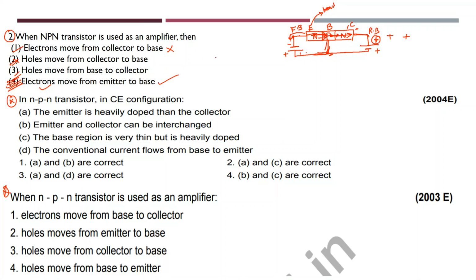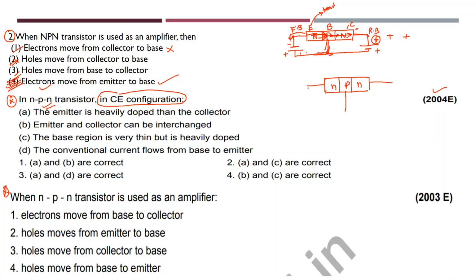If you are not getting this, you will understand in the remaining two problems. See here, this question was asked in EAMCET 2004. What is the question? In an NPN transistor, he has given one configuration, common emitter configuration. We'll study this in the next video. Here he has given an NPN transistor. I am taking an NPN transistor. This is N, this is P, and this is N.